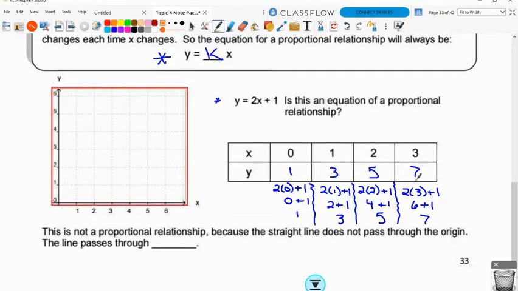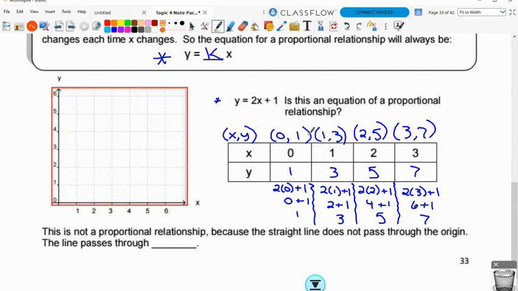We're now going to take this data and plot it on this graph here, but first we have to make our ordered pairs, which are x comma y. So our first point, I should say, is going to be when x is 0, y is 1: 0 comma 1. Our next point is when x is 1, y is 3: 1 comma 3. Followed by 2 comma 5, x is 2, y is 5. And then finally 3 comma 7, x is 3, y is 7.